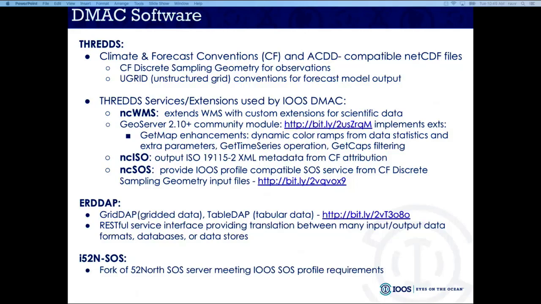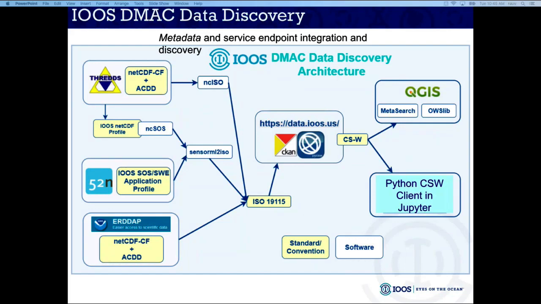Taking a different view of what that interoperable system looks like, a slightly more detailed view: for data discovery, we have a system that takes metadata and the service endpoints defined for the different servers out there, integrates them, and facilitates discovery. You can start on the upper left with a THREDDS server with datasets that follow this set of standards, NetCDF, CF, and ACDD, and a plugin called NcISO, for example, that IOOS has helped support, which transforms each of the datasets in the THREDDS server into ISO 19115-2 XML metadata, a widely used metadata standard from ISO.